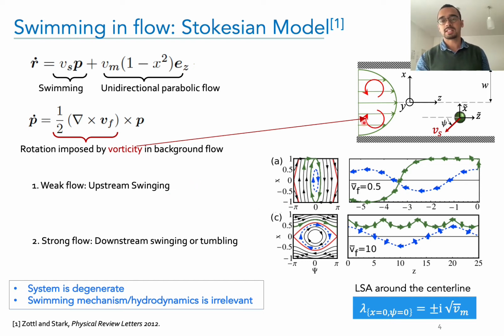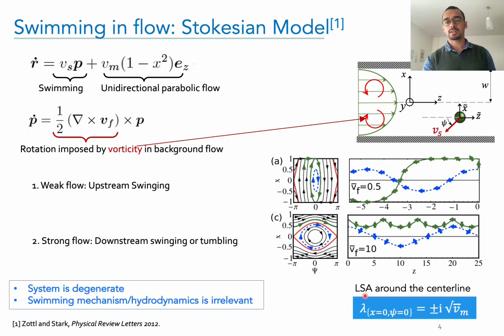What they found was that the system was analogous to a simple pendulum, and also that if the flow was weak, which means the ratio of the fluid to the swimming velocity is less than 1, then the swimmer has the tendency to go upstream. If not the case, then the swimmer drifts downstream, but it can select among the tumbling and the swinging states, again depending on the initial condition.